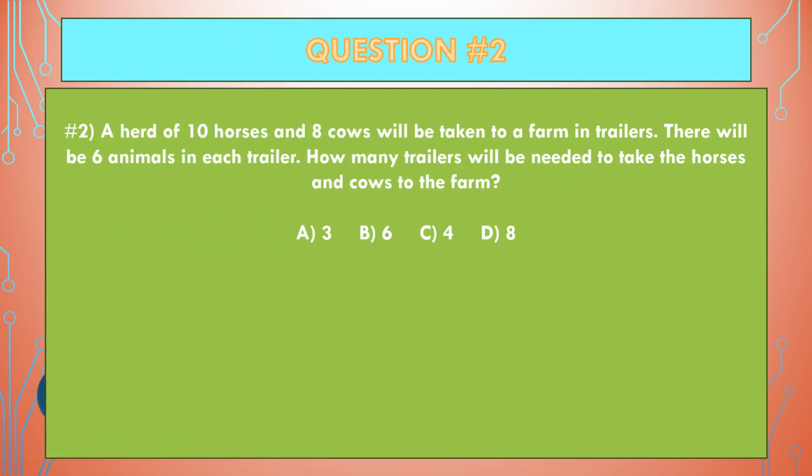Let's take a look at question number 2. Question number 2 says a herd of 10 horses and 8 cows will be taken to a farm in trailers. There will be 6 animals in each trailer. How many trailers will be needed to take the horses and the cows to the farm? A, 3, B, 6, C, 4, or D, 8.